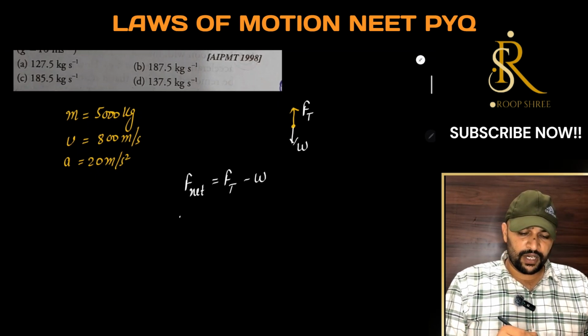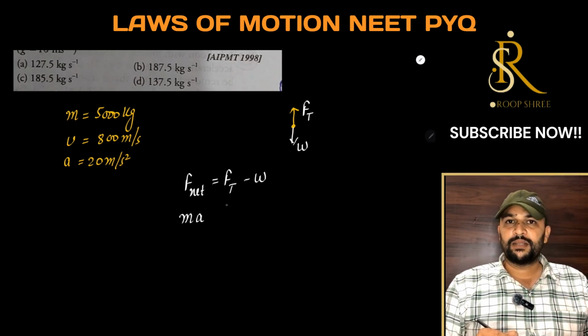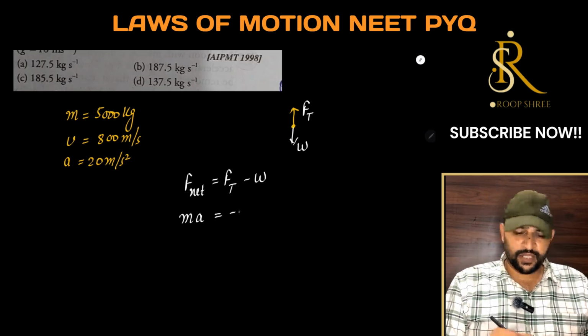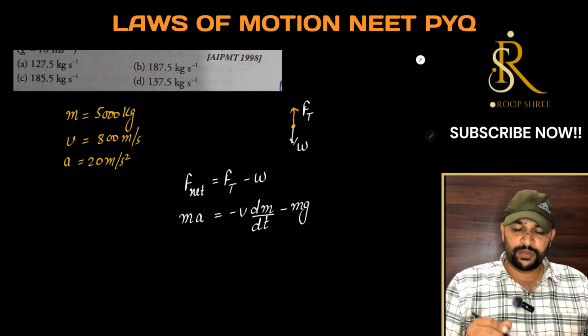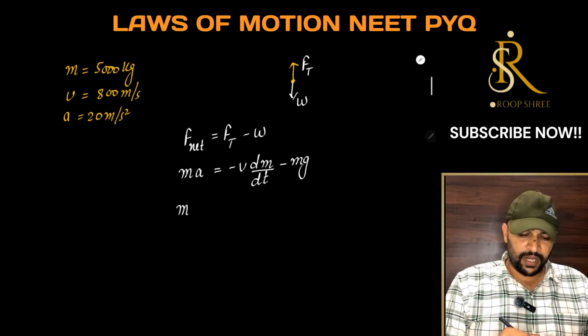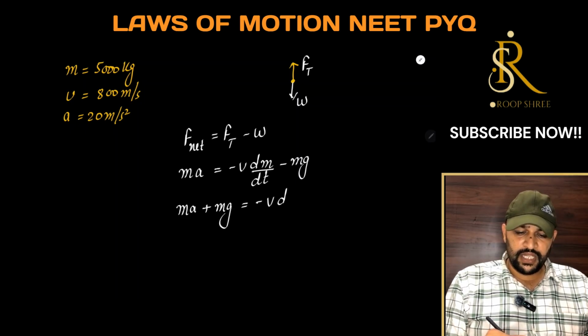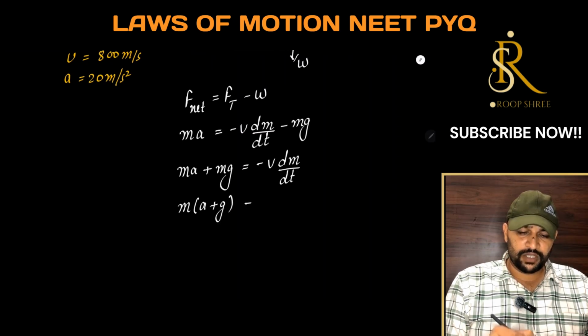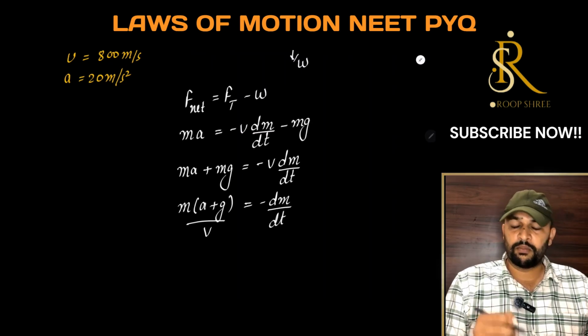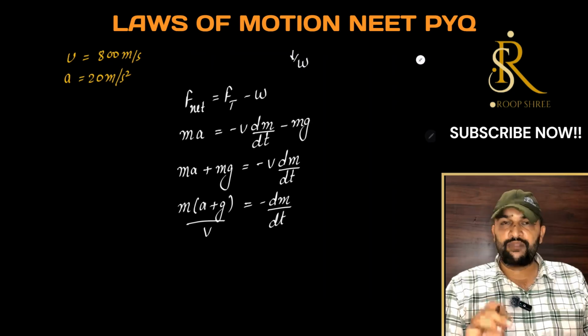And this net upward force will be responsible for mass times acceleration, and that will be equal to, what is the upward thrust? So it will be minus v dm by dt. Because of this it is going up. And weight, which will be mg. I hope this is clear. Let's take this mg on the left hand side. It will be mass times acceleration of the rocket plus the weight of the rocket, and that will be equal to minus v, how the fuel is consumed per second, right? So here I am taking m common out, and this will give us a plus g, that will be equal to v upon minus dm by dt. And we have to calculate how much mass of the fuel is consumed per second. So we have to calculate dm by dt.